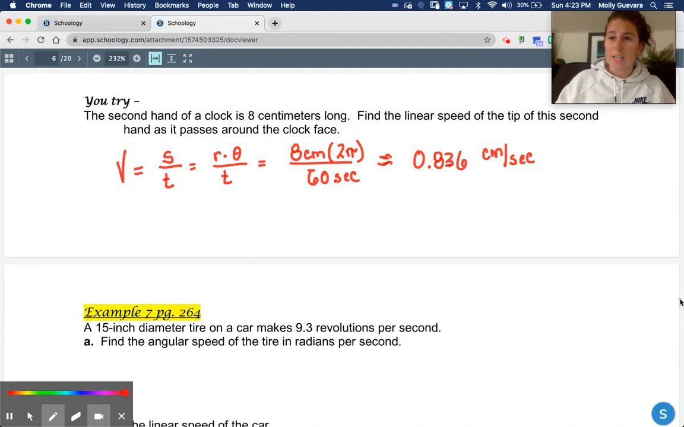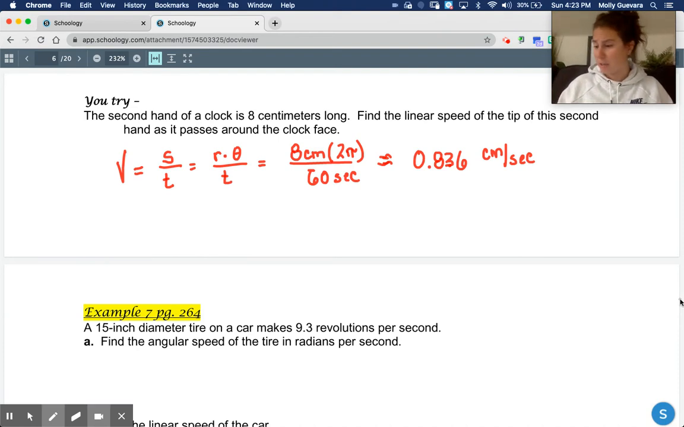All right, so check your work here. It should be very similar to the previous one we did. The only difference is now the radius is 8 centimeters. So now every second, this second hand only moves 0.836 centimeters. And that kind of makes sense.